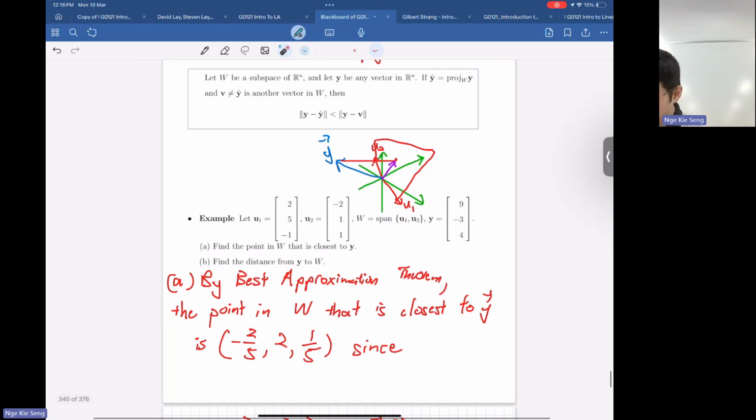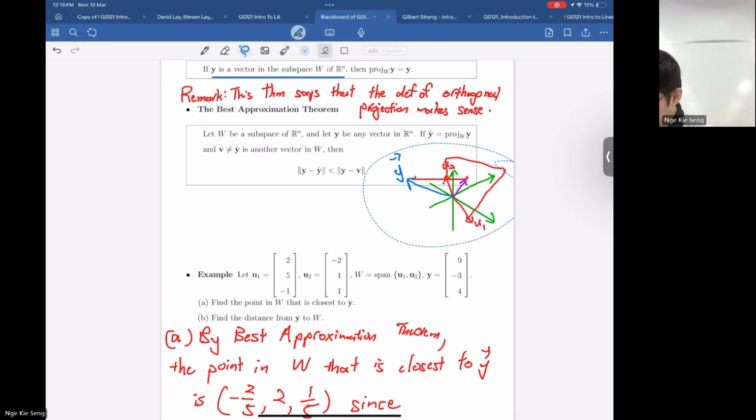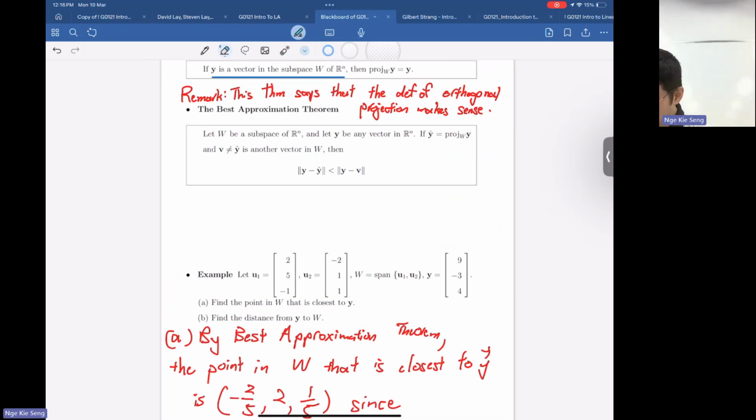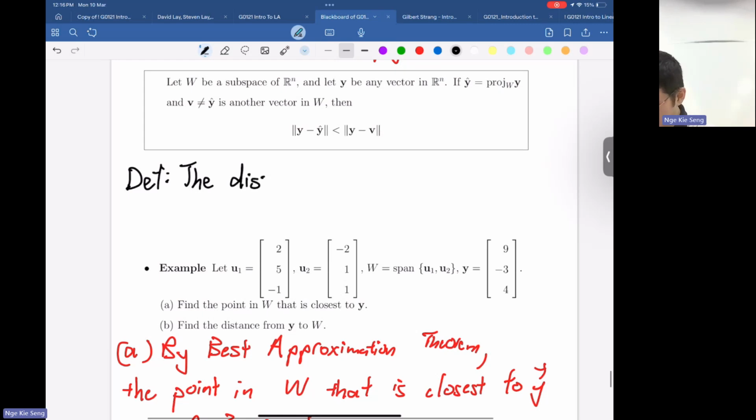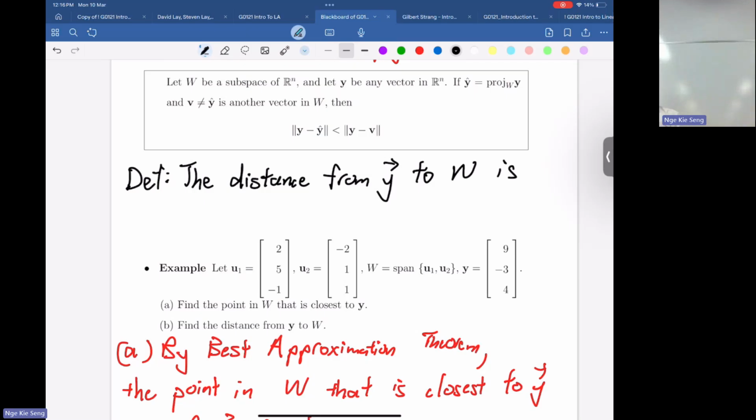So maybe we should define it. Let's make a definition here. Maybe you can guess what we want to do. How should we define the distance from y to a subspace? Want to guess? You take the length of y minus the projection of y onto W. So we define this.